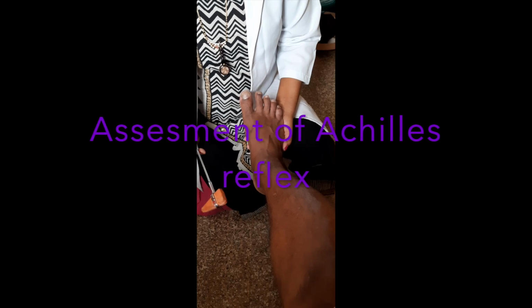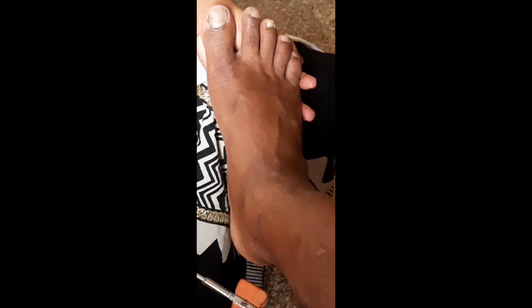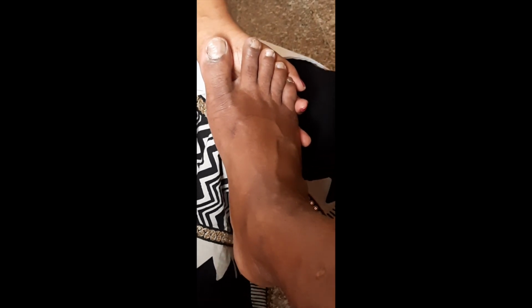Next one is assessment of the Achilles reflex. This is normally used to know about the nerve function of L5 to S2. Here you have to dorsiflex the foot. This is the Achilles tendon. You strike the Achilles tendon straight away, and there will be a slight jerky movement, which the person will feel. With that you can assess the deep tendon reflexes.